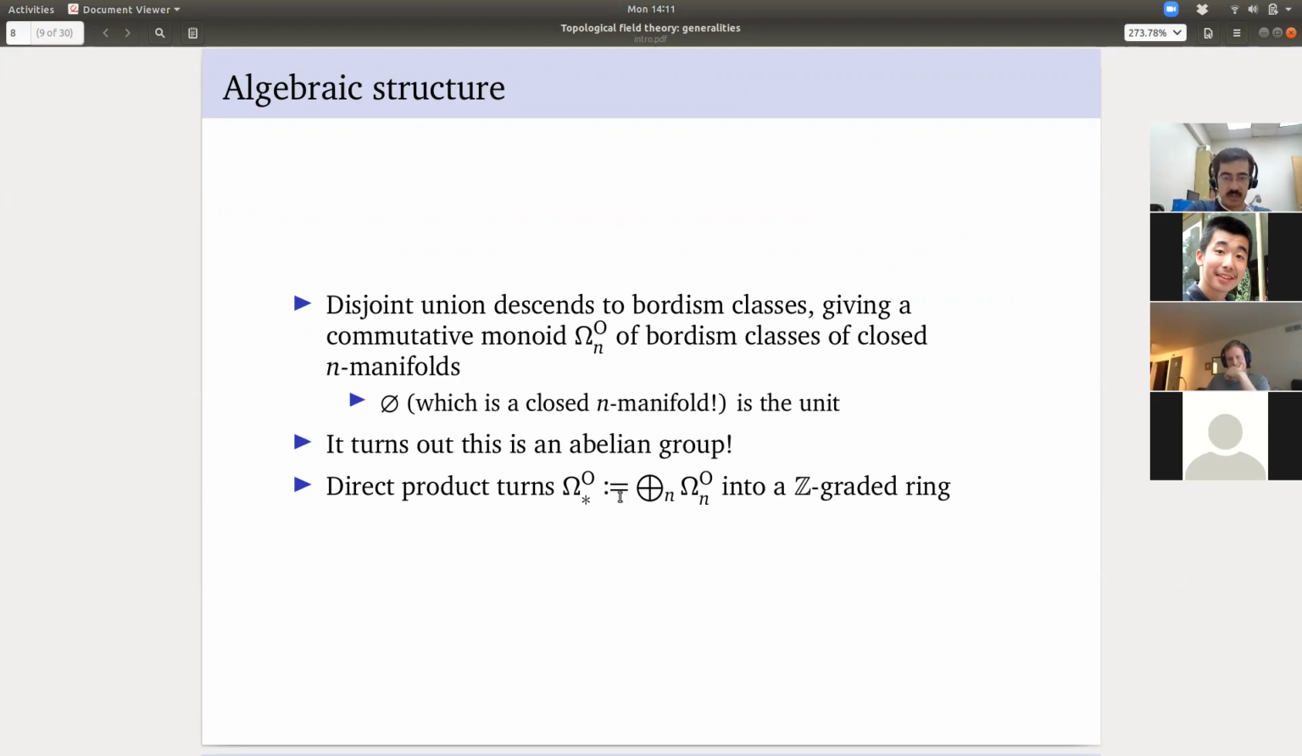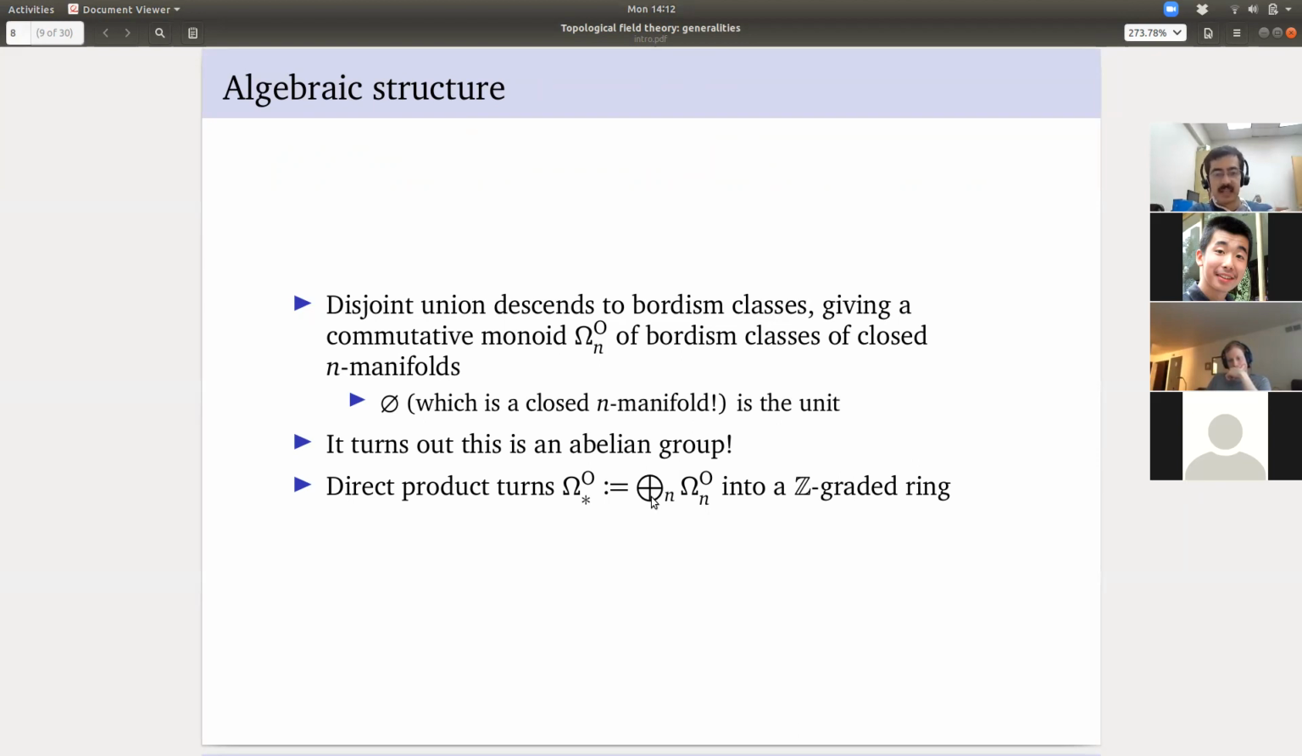Even more structure is here. There's the direct product of manifolds, and that gives us a Z-graded commutative ring, which is just all dimensions. I didn't say this in the slides, but just as a thing close to my own heart, these rings have been computed by René Thom in his PhD thesis. This Bordism ring is a polynomial algebra on an infinite set of generators, and it's known what manifolds correspond to those generators.